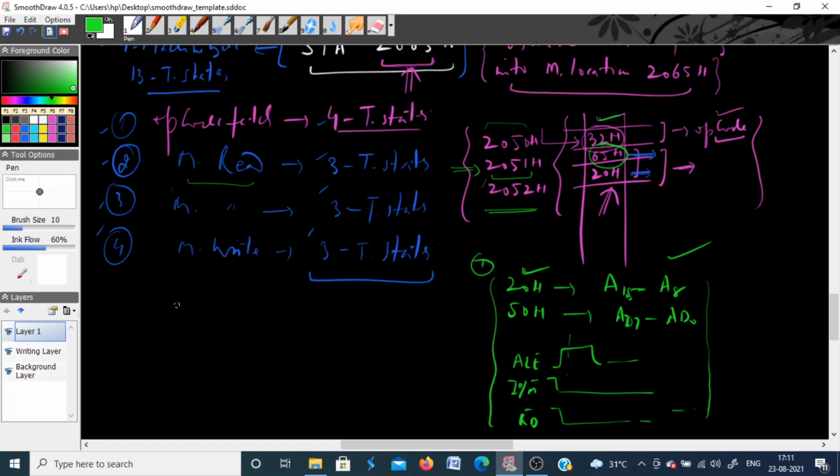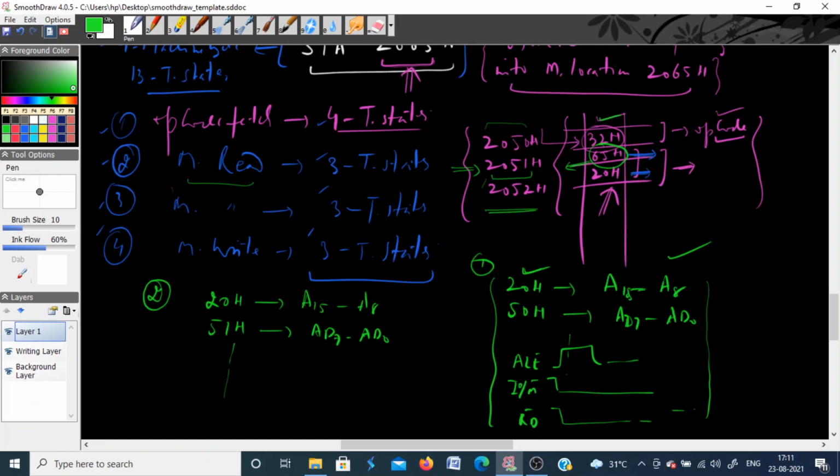Now the processor will place this address. This is the first part. In the second part, the processor will place 20h on the higher 8 bits, that is A15 to A8, and the lower address, that is 51h, on AD7 to AD0. Again, it will activate the ALE signal and set this control signal, that is read. So this byte 65h will go from the memory into the processor.